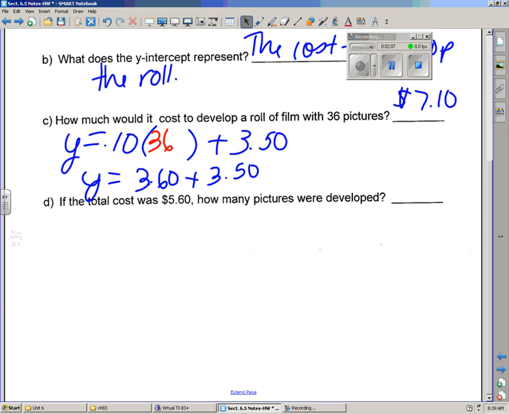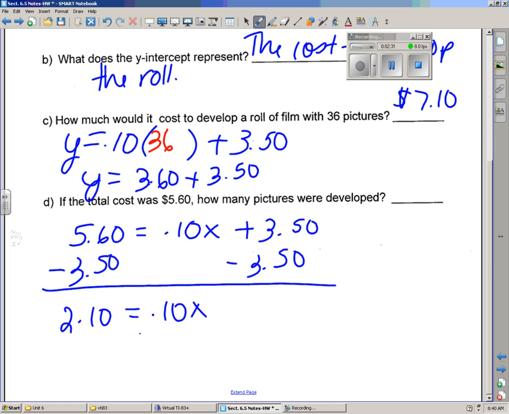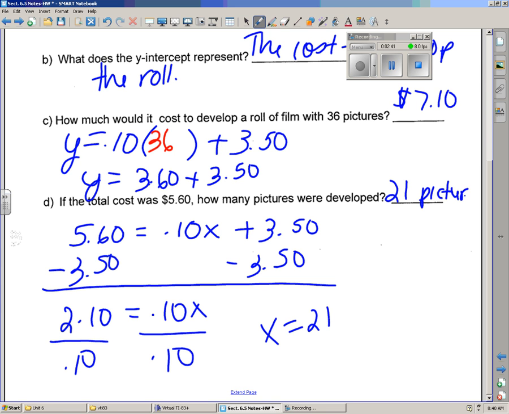Well, if you ended up paying $5.60, how many pictures did you develop? Well, again, the equation is the total cost, the $5.60, is 10 cents per picture, x is what we don't know, plus the $3.50 initial fee. So then you would subtract $3.50 from both sides, and then you'd get $2.10 is 10 cents per picture. Divide out that dime, and x equals 21, which means 21 pictures were developed.